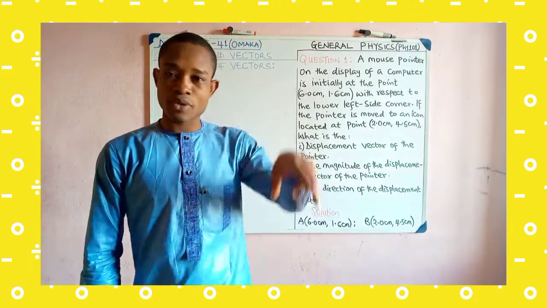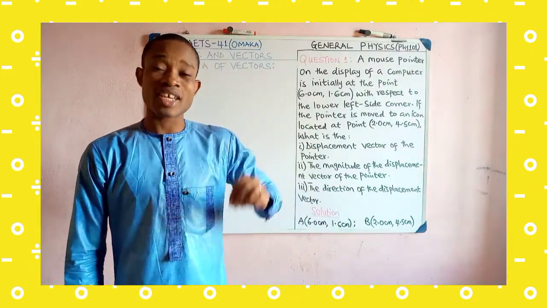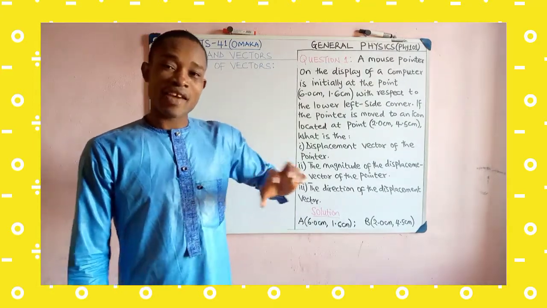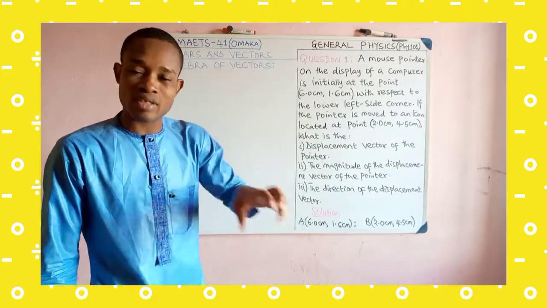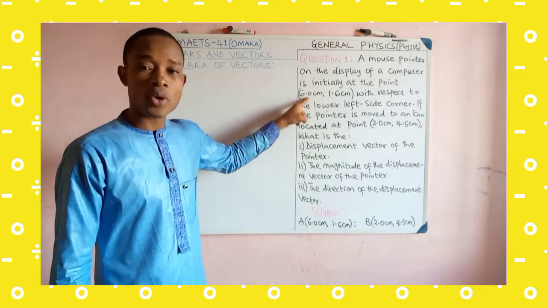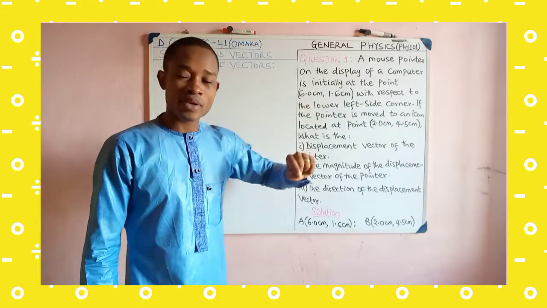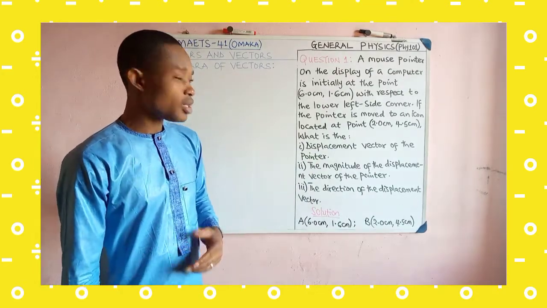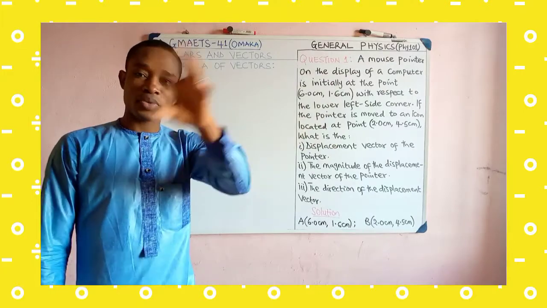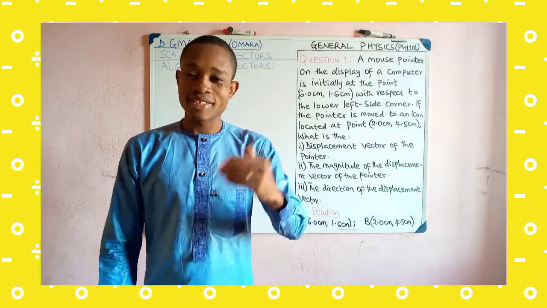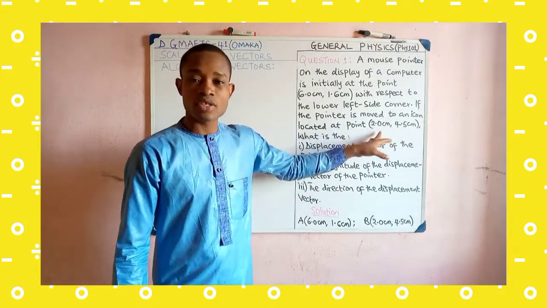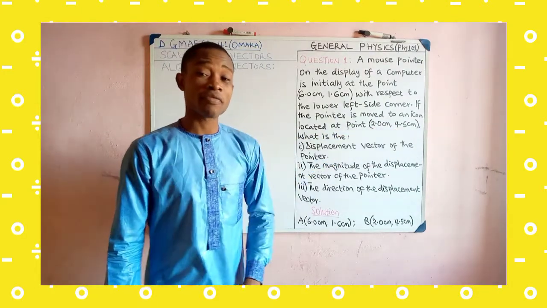We have 2 points on the computer screen. Initially, the mouse pointer is at the lower left side corner of the screen, and they give us the coordinates of that point to locate where the pointer is specifically on the computer screen, at point 6.0 centimeter, 1.6 centimeter. So you can actually locate it considering the x and y coordinates. And then the pointer was moved to an icon, okay? You know, your computer screen has icons everywhere. So the icon is at the position located by these coordinates 2 centimeter, 4.5 centimeter.